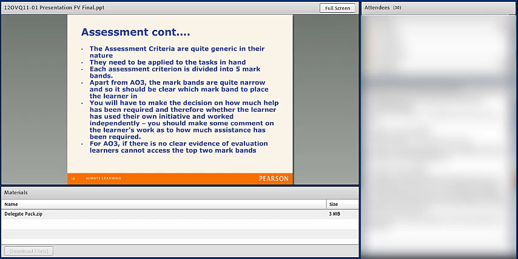For AO3, if there's no clear evidence of evaluation, learners cannot access the top 2 mark bands. So there has to be some evidence that the learner has looked at the strengths and the weaknesses of the service provision. If there isn't, then you can't put them above mark band 3. So that's again something to bear in mind.